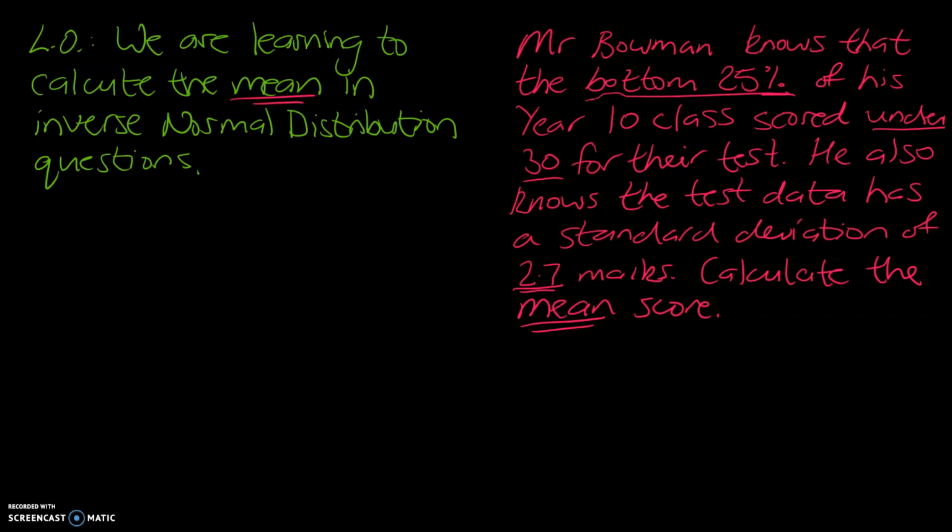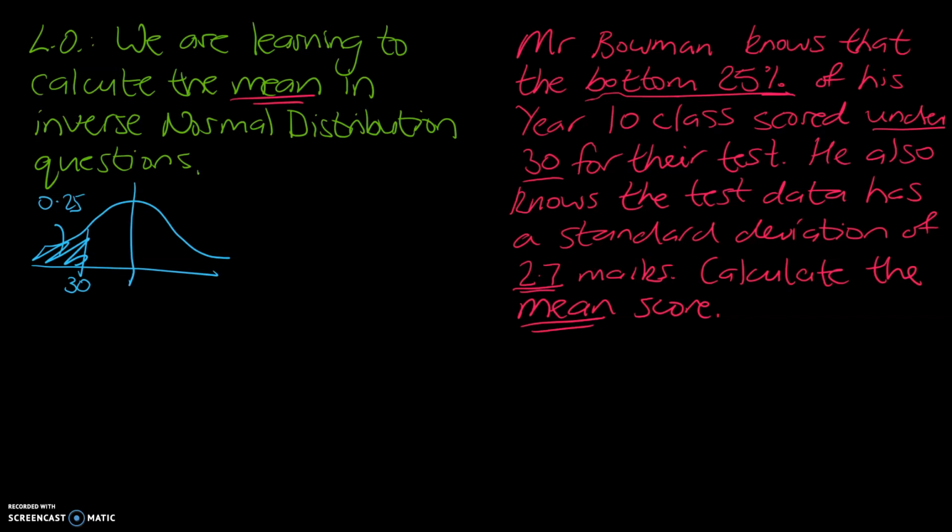So Mr. Bowman knows that the bottom 25%, so if we draw our normal distribution curve, the bottom 25% would be somewhere around there. So the bottom 25% of his year 10 class are going to score under 30. So we know that area relates to 30 points in the year 10 test.